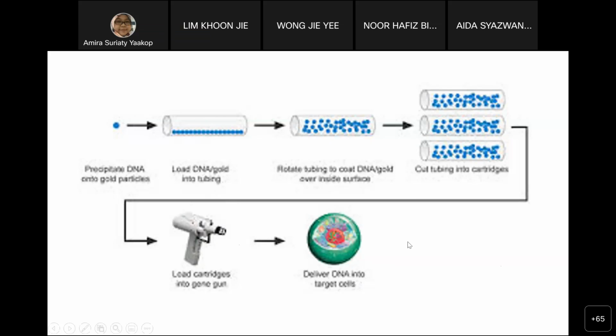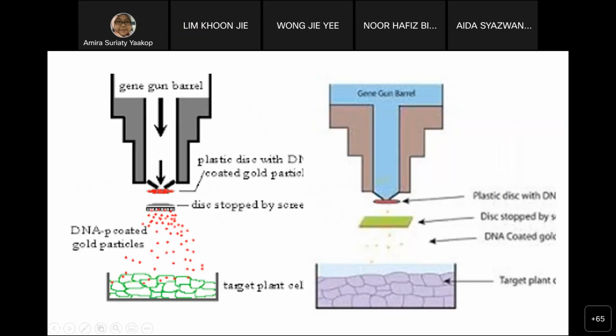Alright. Okay, so this is the biolistic method. Alright, you can Google it, there's also YouTube. So if you notice, this is how the DNA, wait, let me see what came up here. Alright. Okay, so basically the gene gun barrel. So you load the DNA here. So they are stopped by a screen, I think. Then a plastic disc with DNA coated gold particles. So here is the DNA coated. So when the gun shoots, the DNA gold particles will be inserted into the plant cell.